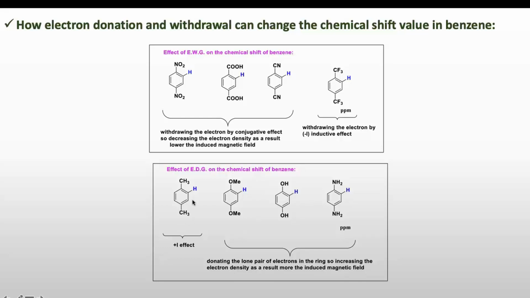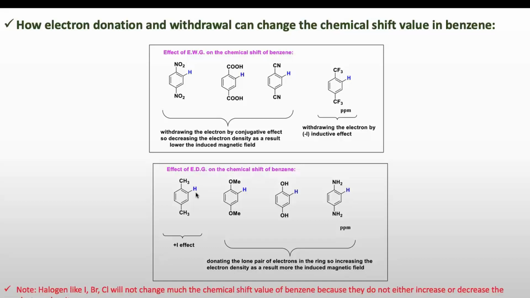But if the benzene ring is substituted with methyl, which does not have any lone pair of electrons, it will increase the electron density by the plus I effect. So that will be a small effect. But if the benzene ring is substituted by only halogens like iodine, bromine, chlorine, that will not make much change in the chemical shift value of benzene because they do not either increase or decrease the electron density in the benzene ring.